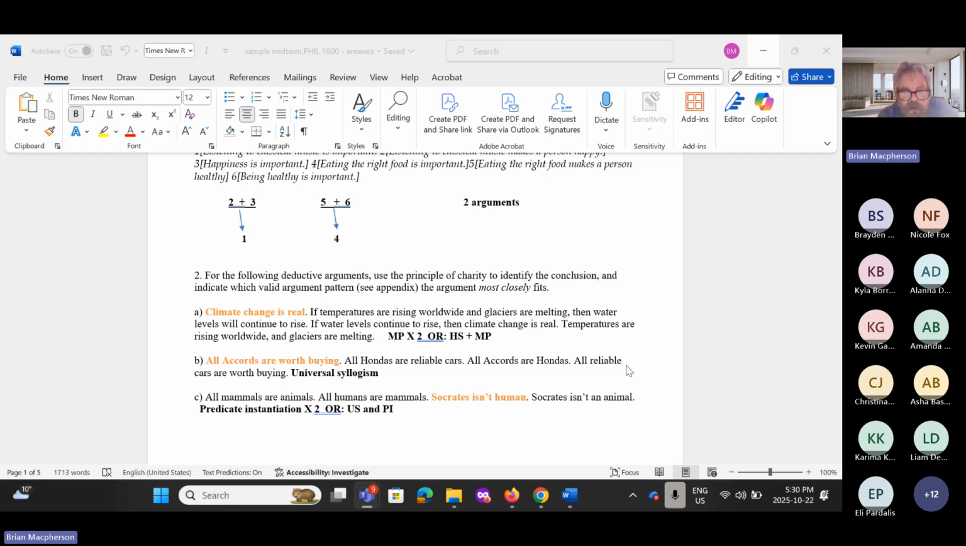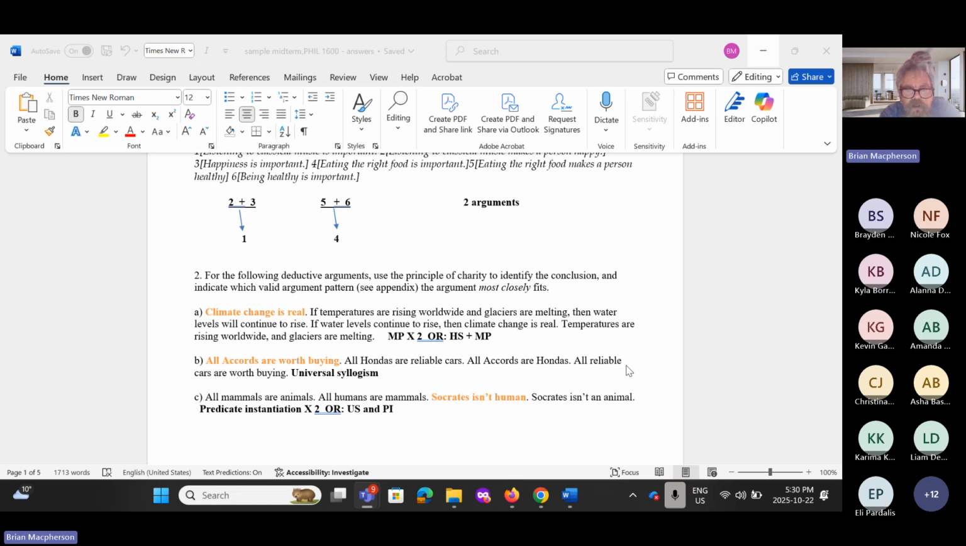So first of all, you have all Hondas are reliable cars, right? And you have all Accords are Hondas. If you put those two together, by what is called universal syllogism, you get that all Accords are reliable cars, right? Now, you have all reliable cars are worth buying. So if we know that all Accords are reliable, then we also know that they're worth buying, right? Because we have all reliable cars are worth buying. So basically, that's universal syllogism, right?